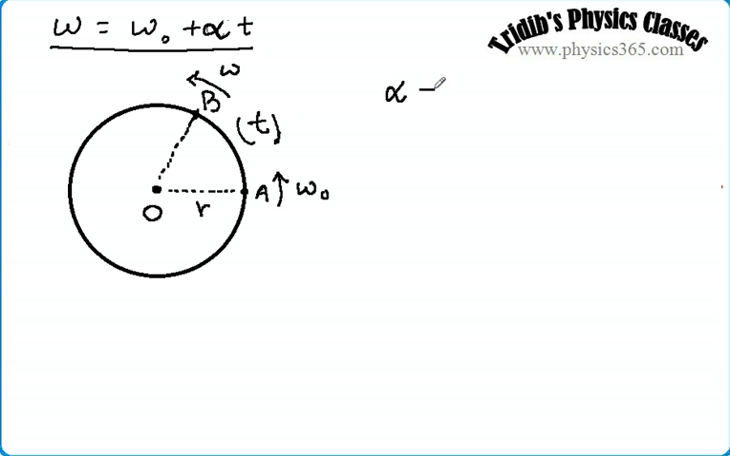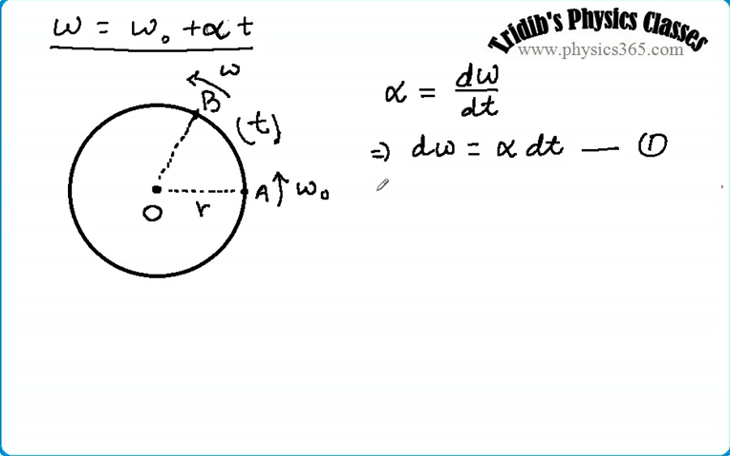Since the angular velocity increases, there must be angular acceleration. So your angular acceleration in terms of differential calculus will be equal to d omega by dt. So d omega will be equal to alpha into dt. Now we are going to integrate equation 1 within proper limits.